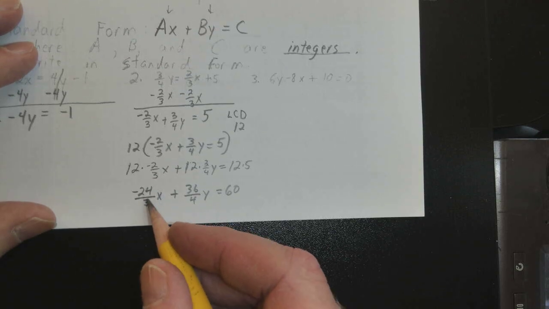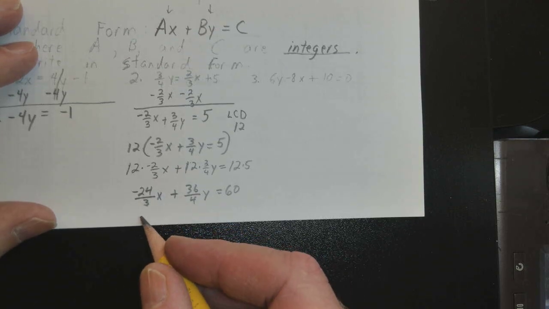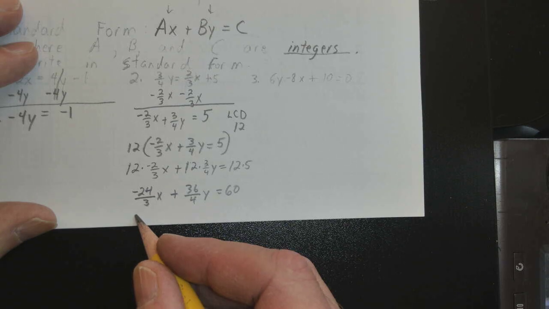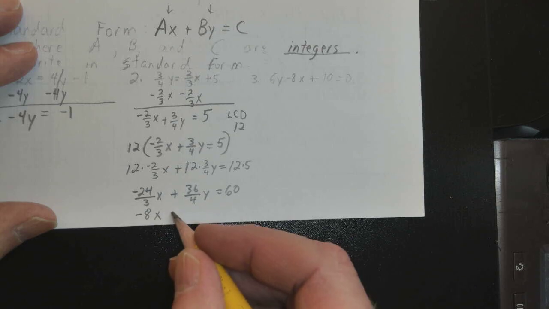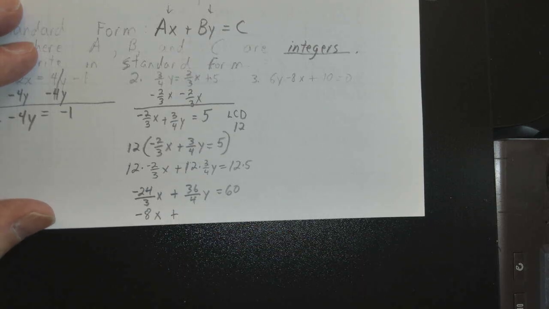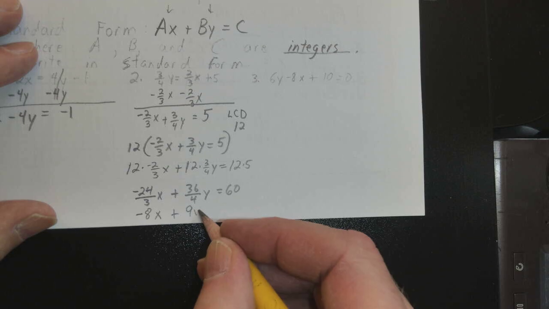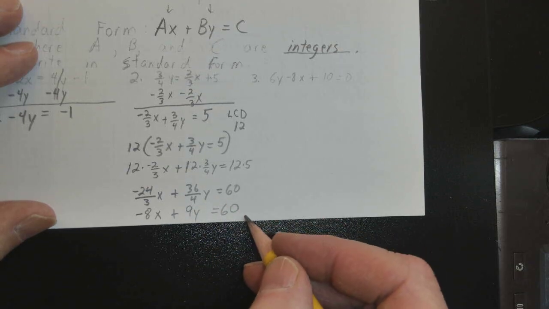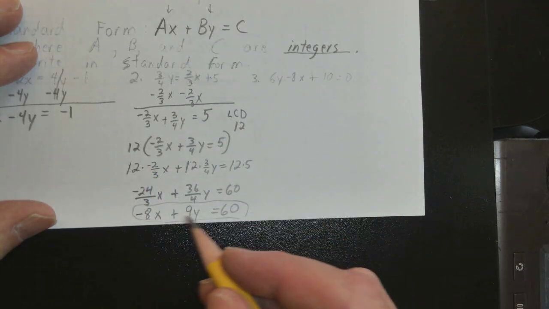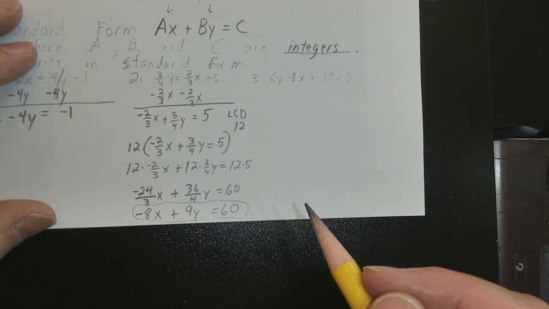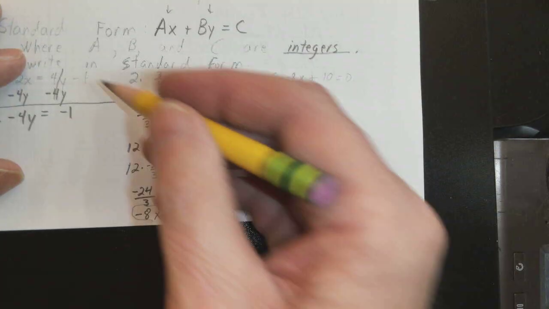And if I divide negative 24 by 3, what do I get? Okay. So we got negative 8x. What's 36 divided by 4? 9y equals 60. So we did it. This is what Michaela said we needed to do. Do you see the least common denominator? We'll get this so that you won't have any more fractions. All right? So that's what you do in this case.